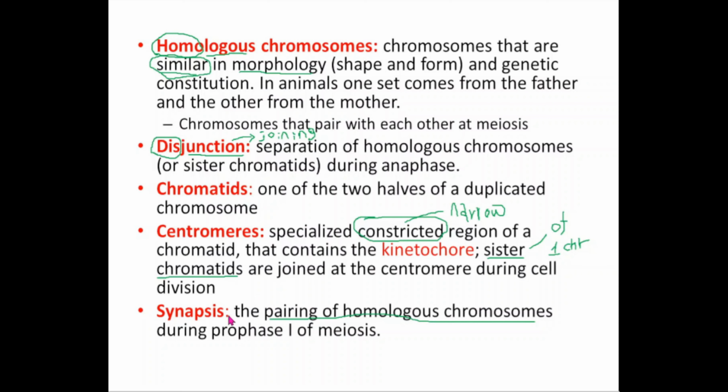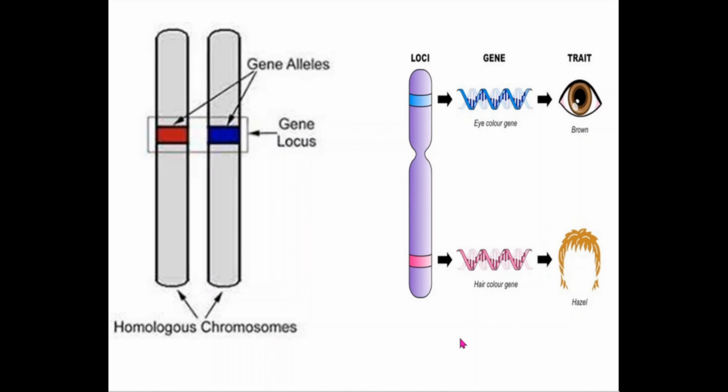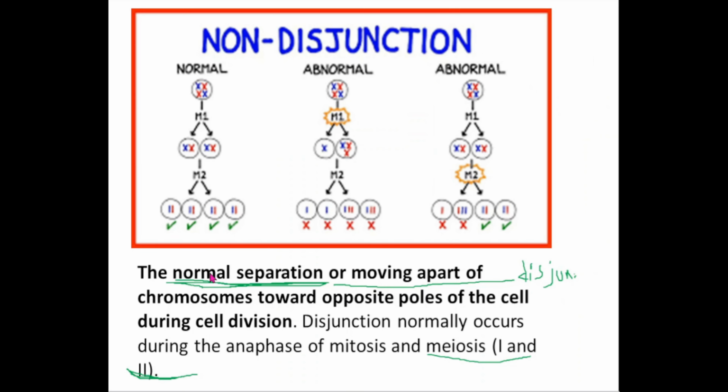What is synapsis? Synapsis is simply pairing. The pairing of homologous chromosomes during phase 1 of meiosis. This is one phase in the meiosis, or meiosis is a kind of cell division. At that time, there will be pairing of homologous chromosomes. That process we call synapsis. This is a homologous chromosome. This one and this one are homologous chromosomes.